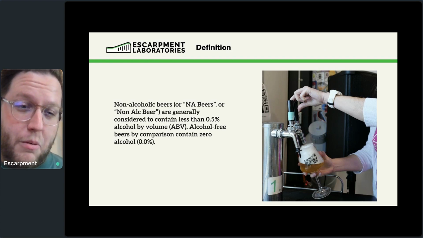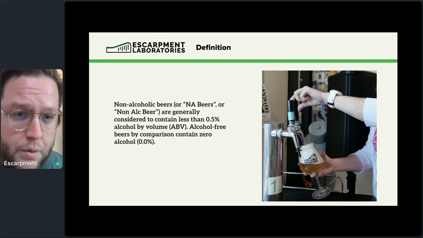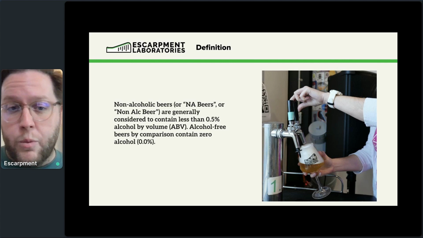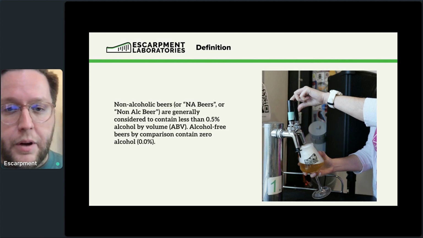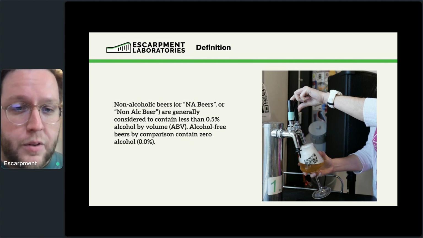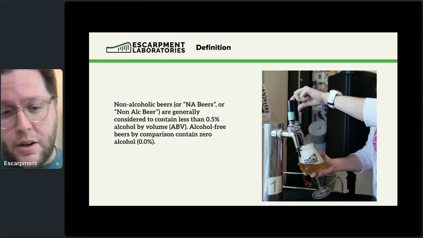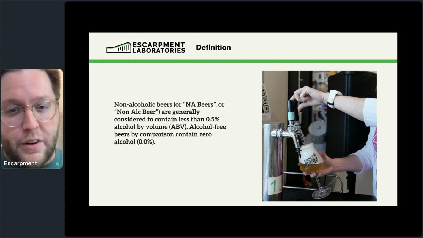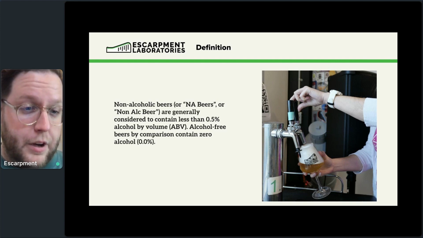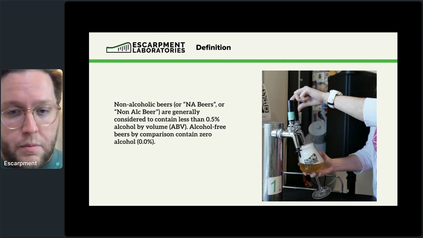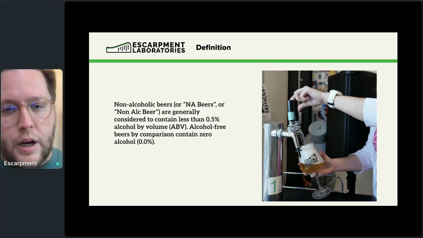So how do we define that before we really jump into things? Because even this is a little bit murky. The way that we're going to define it here is non-alcoholic beers, or NA beers, or non-alc beers, whatever your term is, are usually, depending on the jurisdiction, considered to contain less than 0.5% alcohol by volume. That does depend on the country you're in. There's some that are lower. So keep that in mind.